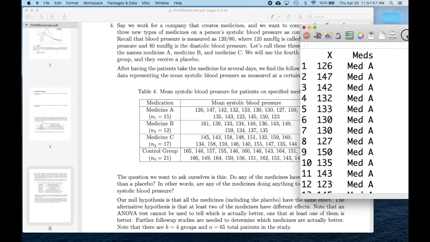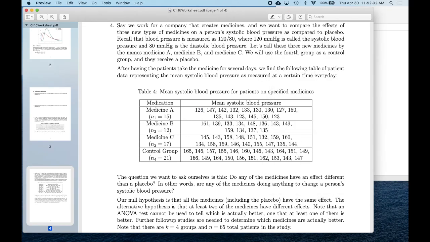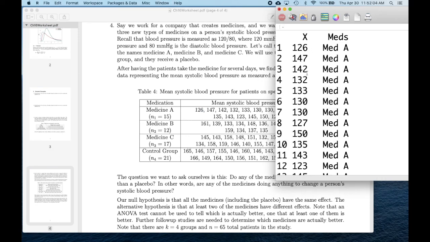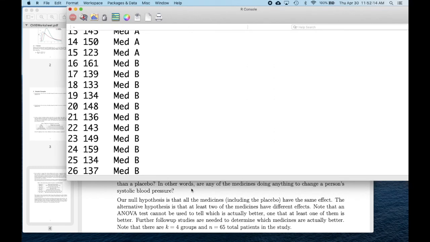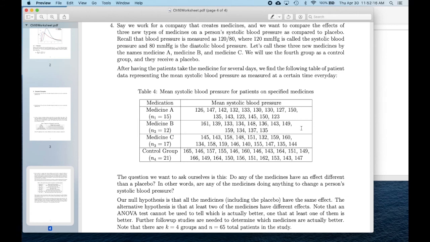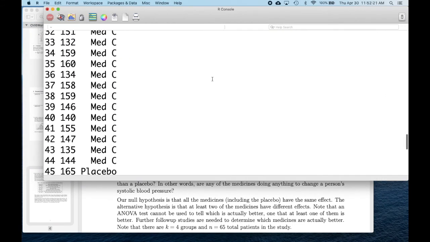So if we just compare this to our list, we had 126, 147, 142, and so on, all for medicine A. For medicine B, we had 161, 139, 133. So 161, 139, 133. So all of the medicines here, we've effectively taken this table from the worksheet and put it in R. And that's really the hard work for all these problems.